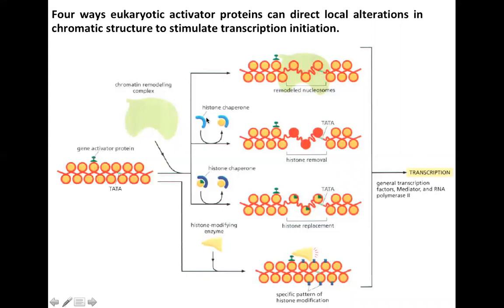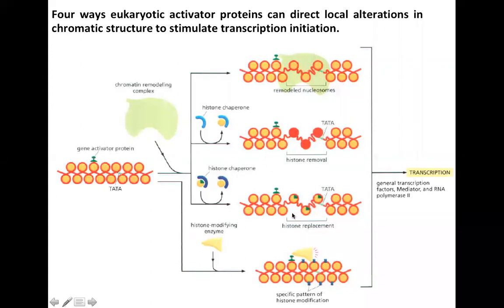Second possibility is where chaperones play a role. So what do these chaperones do? These chaperone proteins can remove the histone proteins. So this is what we call histone removal. Histone proteins, we know that they stabilize the DNA. The DNA is wrapped around them, and when these histone proteins are removed, then obviously the DNA wrapped around them is liberated and becomes accessible to the transcription machinery. So this is the second mechanism how the gene activator proteins can make the Tata box accessible to the transcription machinery. And the third one is histone replacement.